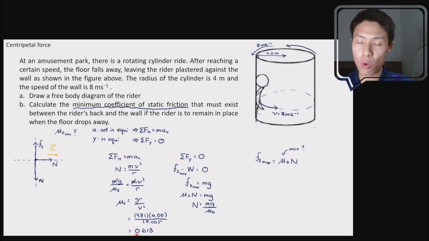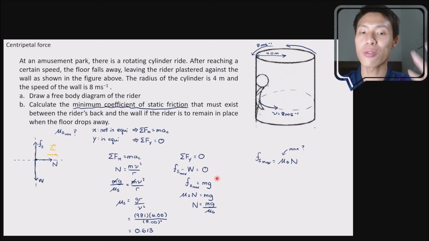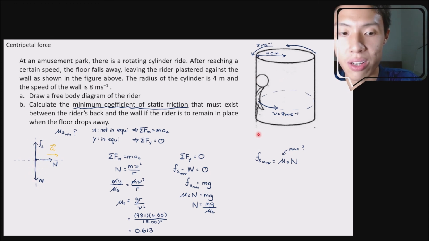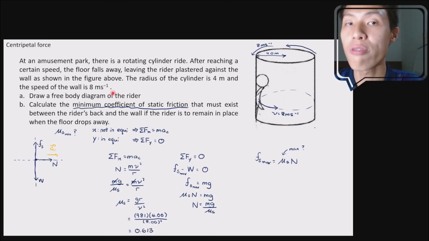So your coefficient of static friction can be greater than this amount 0.613, but it cannot go below 0.613, because if it goes below 0.613, then this multiplied value over here will be less than the weight already. Okay, the maximum is less than the weight. You cannot go over the maximum. So you know for sure that the weight will be overpowering the static friction, because the maximum is achieved already. You cannot go beyond that, but it's still smaller than the weight. So the weight will overpower static friction, causing the rider to slide downwards. So you cannot go below, you can go beyond. So that's why this is the minimum coefficient of static friction.